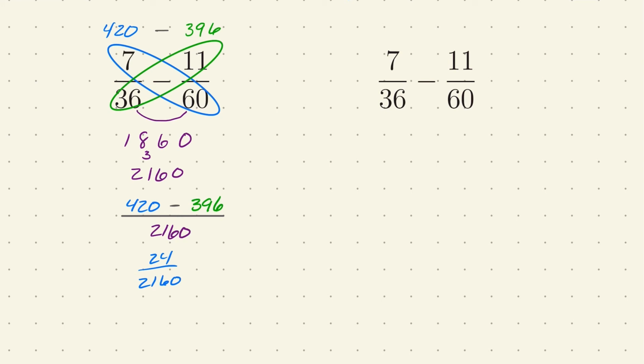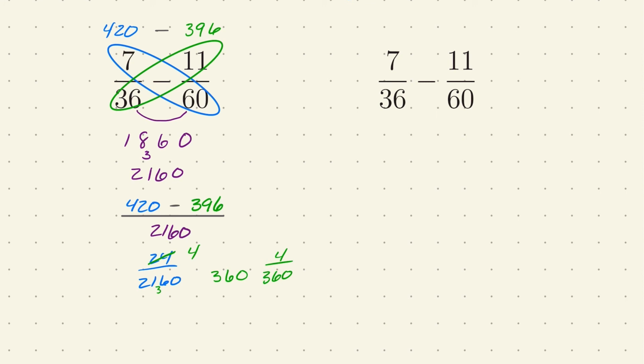But for now, we know that this is divisible by 6, so let's go ahead and reduce this. So if I reduce 24 by 6, basically I'm dividing 24 by 6, I'm left with 4. And if I divide 2160 by 6, 6 goes into 21 3 times with a remainder of 3. And 6 goes into 36 6 times, and then 6 goes into 0 0 times. So this is 4 divided by 360.